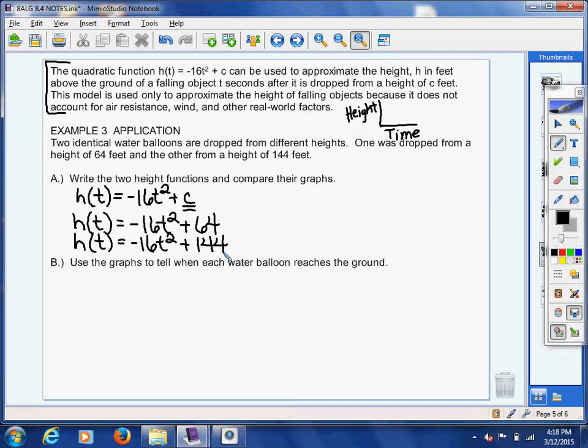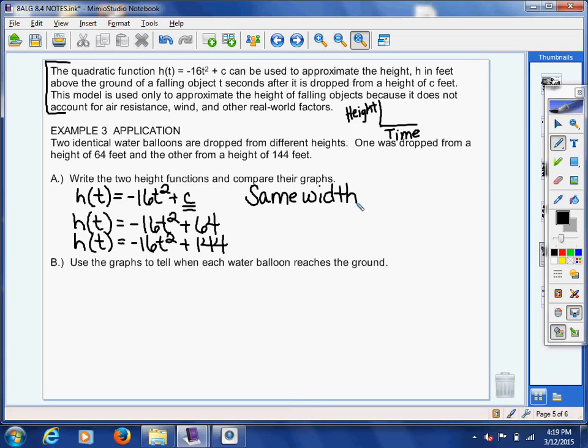Now, we have our two quadratic functions, and they are asking us to compare their graphs. So remember what we compared before. We discussed the widths. Now they both have A is negative 16, absolute value of negative 16 is 16. They have the same exact absolute value. So both of these graphs would have the exact same width. Okay, so hopefully you see that very clearly and very easily.